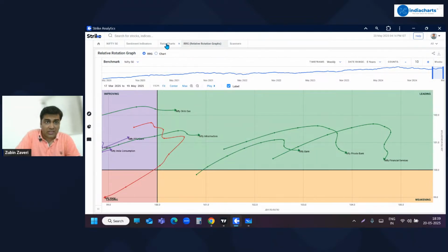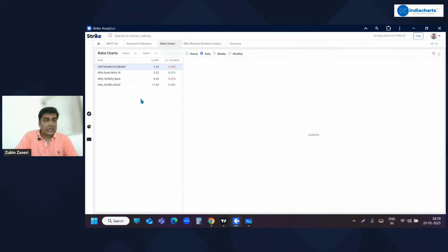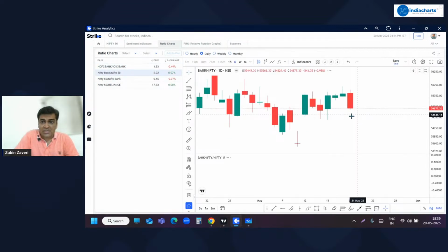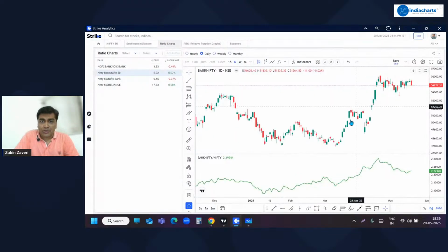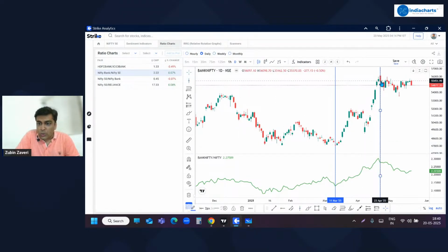Now if you look at the ratio chart of bank nifty, bank nifty to nifty, see what had happened. Look at this. When was this bottom over here? 11th of March. From 11th of March to 23rd of April, you can see that the RS ratio had kept on increasing over here. So now from 13th of March to 23rd of April, we can look at RRG.